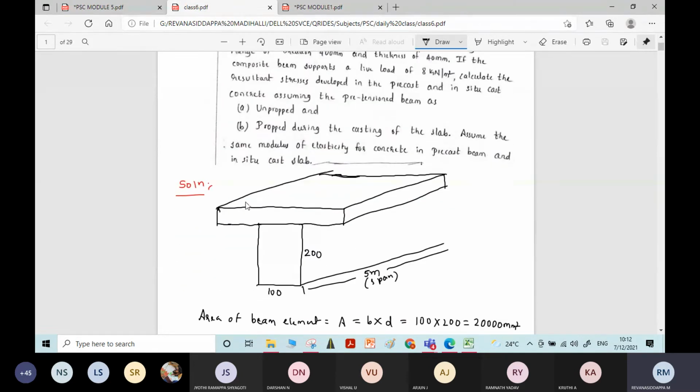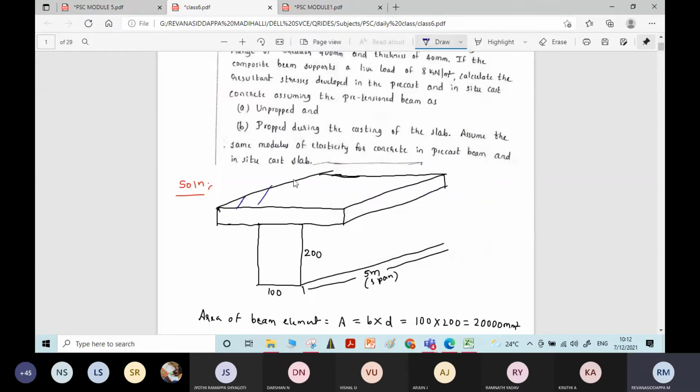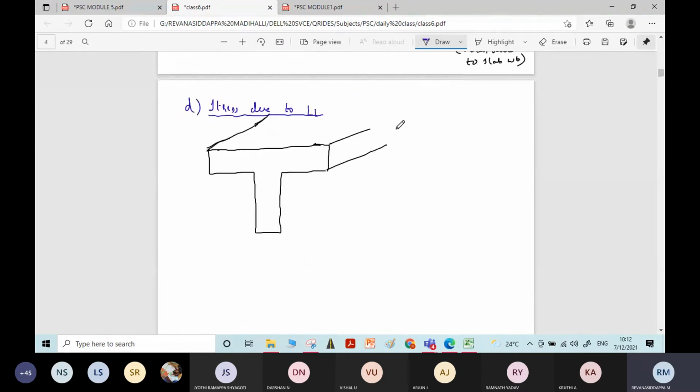Over this slab, the live load intensity is 8 kN per meter square, means per 1 meter area the 8 kN is the force. Now we have to convert this load per meter square area into load per meter length. For that you write live load on the composite section.